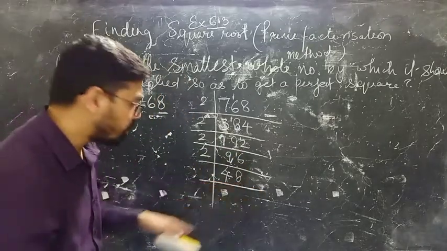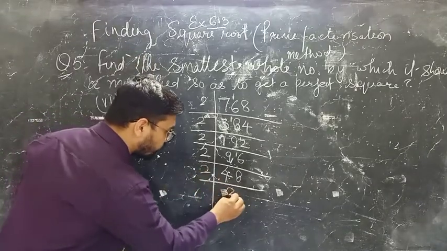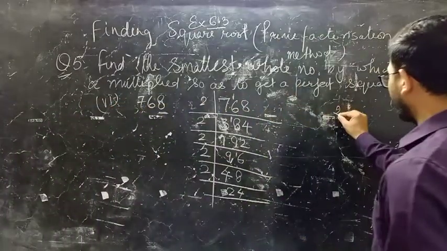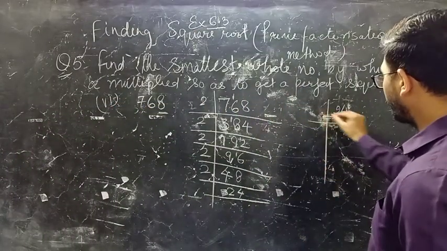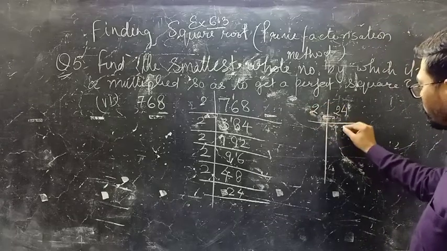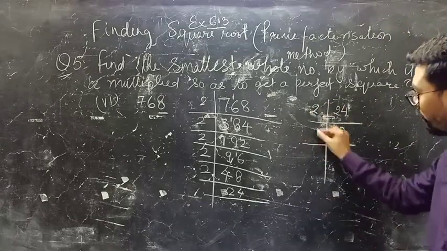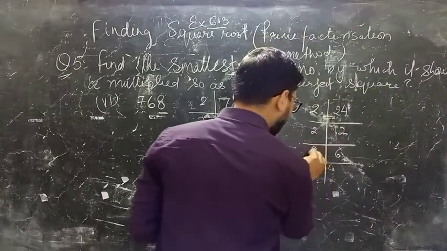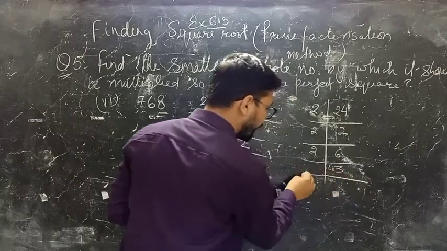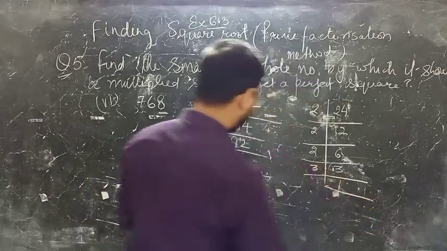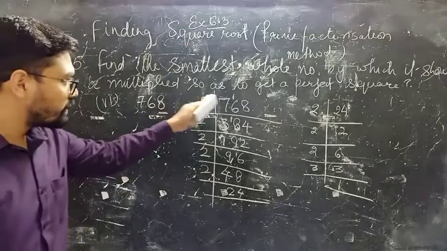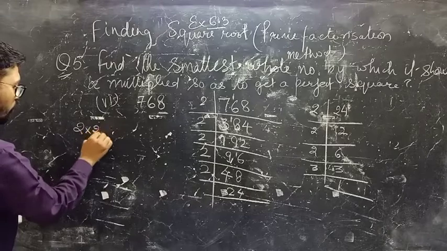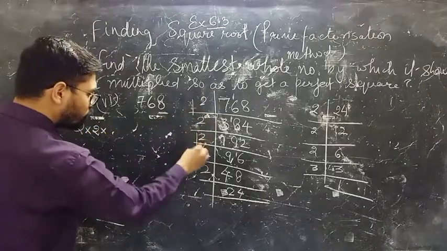Again it is an even number, so 2 2s are 4 and 2 4s are 8, right? Now 24. So 2 1s are 2. 2 2s are 4, right? 2 6s are 12, right? 2 3s are 6, right? And 3 1s are 3. So the factors of 768 I can write like this: 2 into 2 into 2 into 2 and so on.